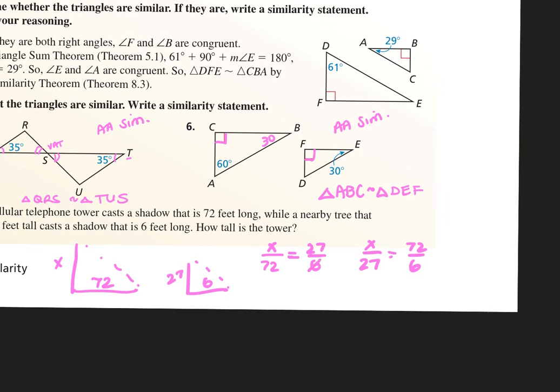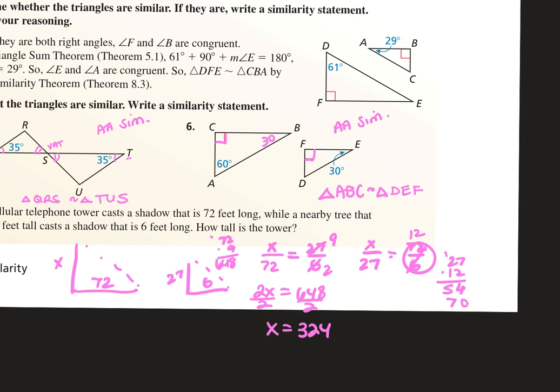So 3 goes into 6 twice and into 27 9 times. If I cross multiply here, I get 2x equals 72 times 9, which is 648. And then I would divide both sides by 2, and x equals 324. You can also simplify this side. This is actually 12 times, and then you could just multiply 27 times 12. And you get the same number.